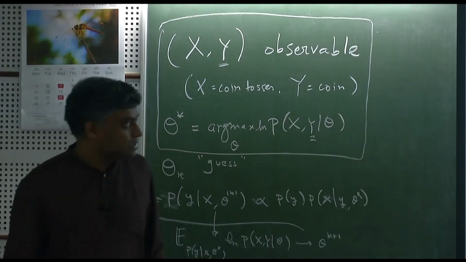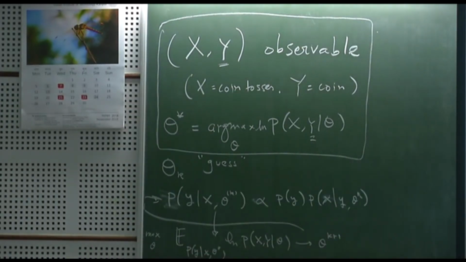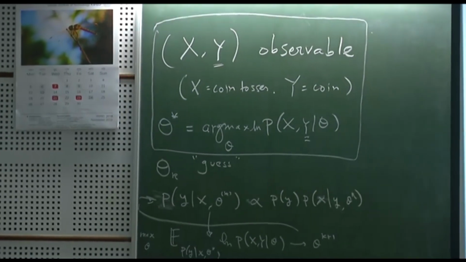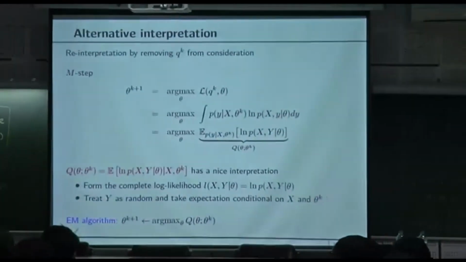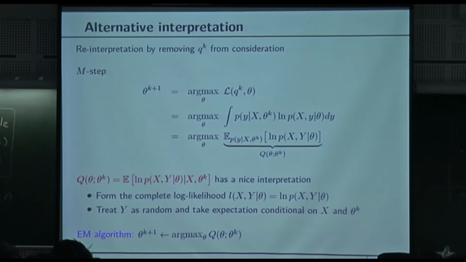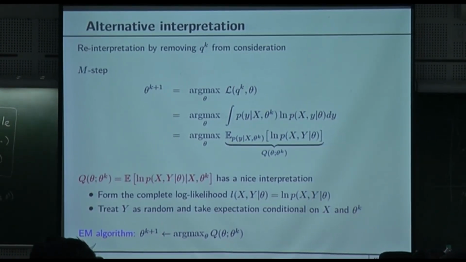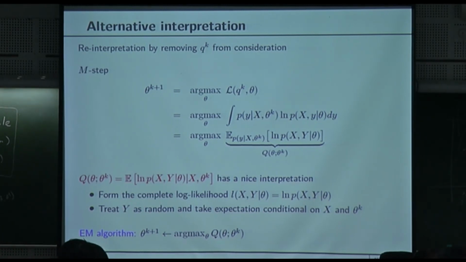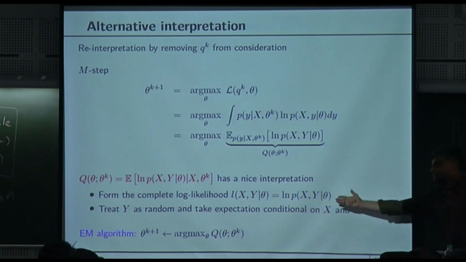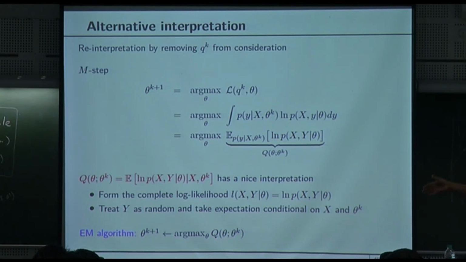And we will now see in a little bit how to do this step by step for our various examples and motivate various things. So Q of theta given theta k has a very nice interpretation. You form the complete likelihood function, log L of x, y given theta, which is log of p of x, y given theta. What this basically means is pretend that you know y and write out that function. Now you treat y as a random variable, and take the expectation conditional on the data that you saw and the previous estimate that you have. Theta k plus 1 is nothing but the maximizing value of theta, and you keep going.